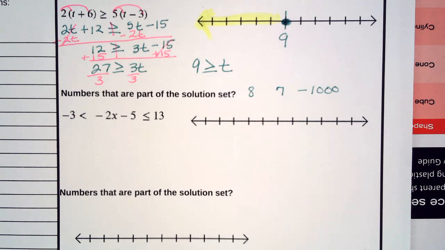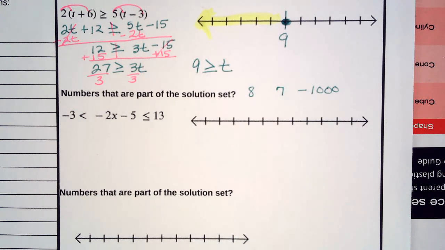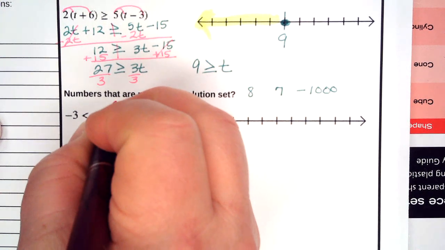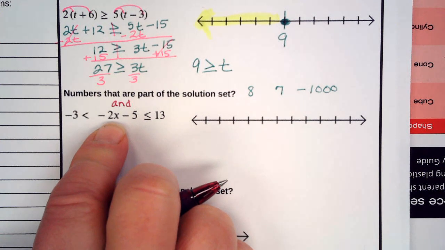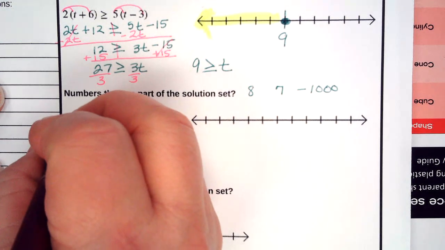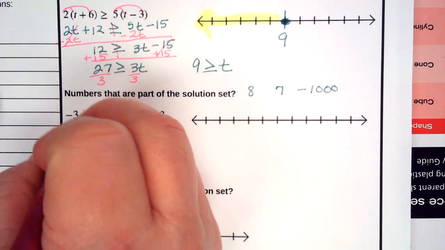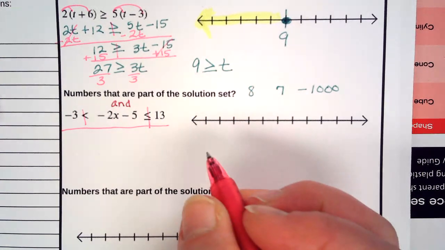Okay, what about the next one? If we're looking at this next one, it is what we call an AND statement. If you notice, the variable is in the middle. So when we get done, the x will be left in the middle. So this time I have 2 lines to draw.